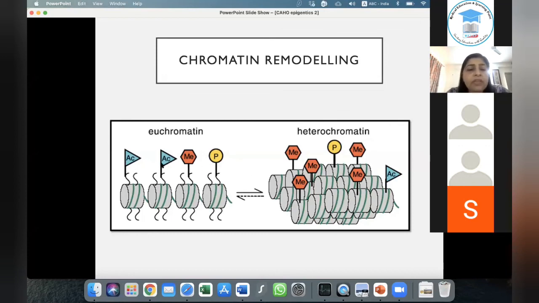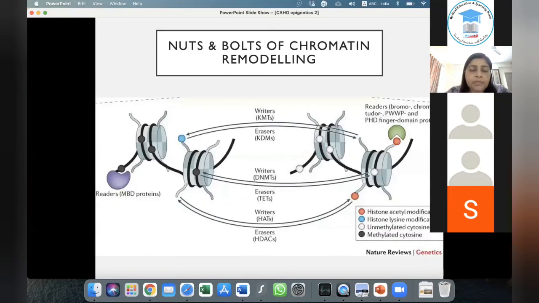So basically, through the help of methylation, euchromatin is converted into heterochromatin. And when there is heterochromatin, the whole thing collapses. There is no attachment of transcription factors, and therefore the gene becomes downregulated. Now, let's look at the different mechanisms of how this happens.